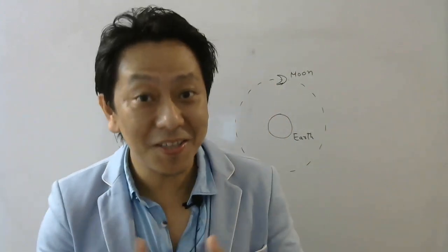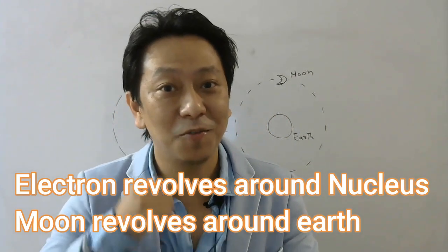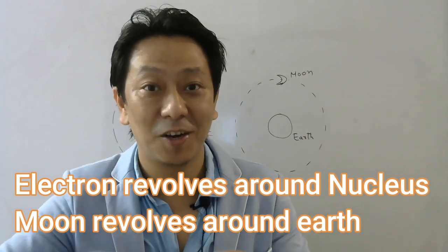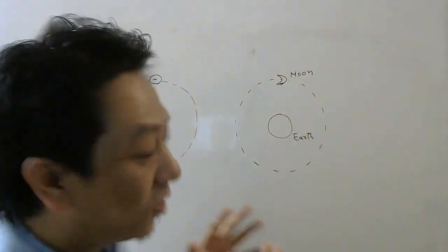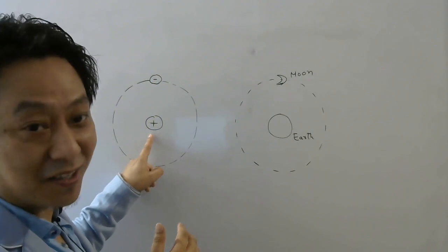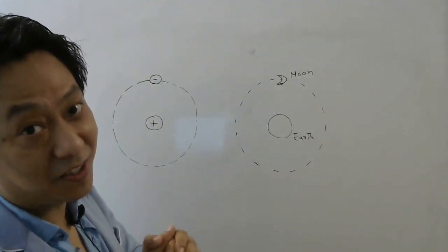Hi everyone, since our school days we are told that the electron in an atom revolves around the nucleus, and similarly the moon revolves around the earth. So here I am showing a picture where an electron is revolving around this nucleus. As we know, the nucleus is positively charged and the electron is negatively charged.